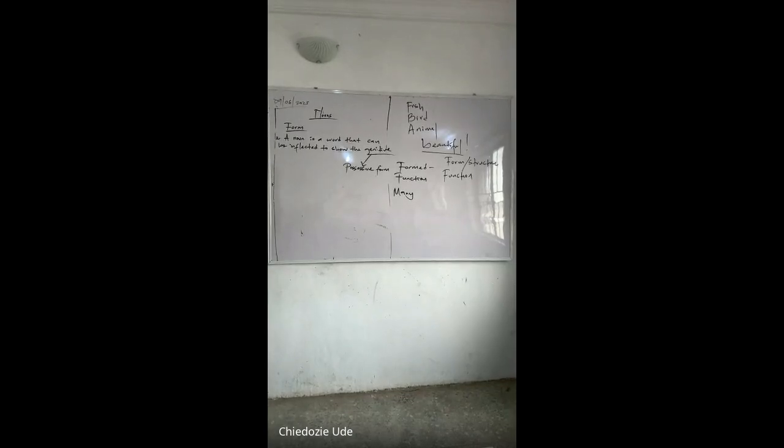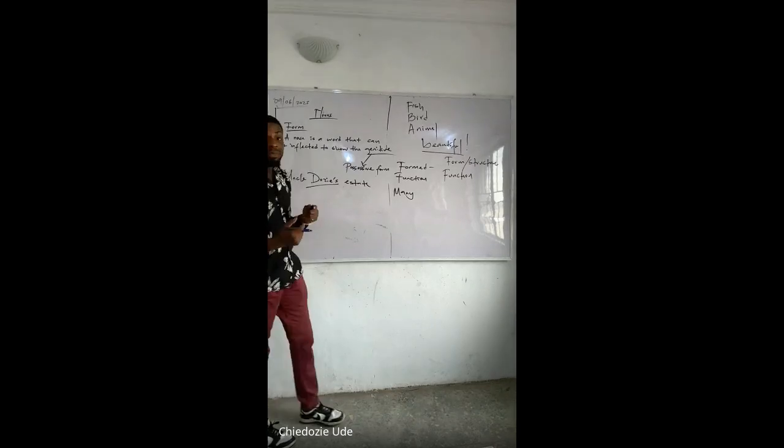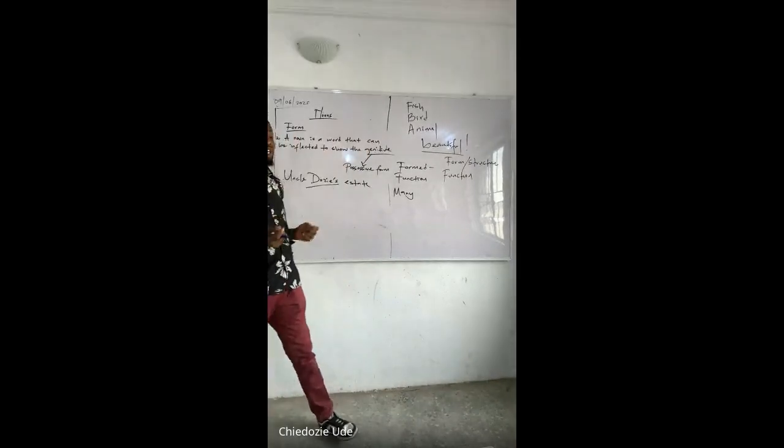You know possessive, like if somebody owns a thing, you add the apostrophe. For instance, I own an estate. So you can say what? Uncle Dozier's estate. Look at it. This apostrophe, this is the genitive. So a noun is a word that can be inflected to show its genitive.